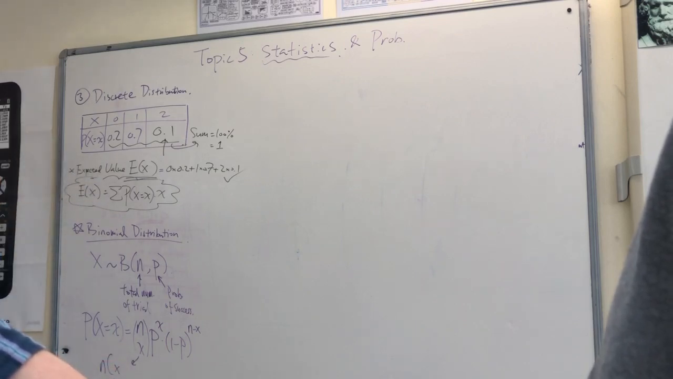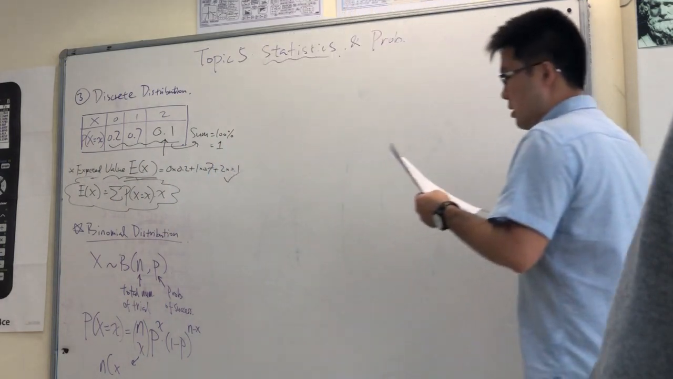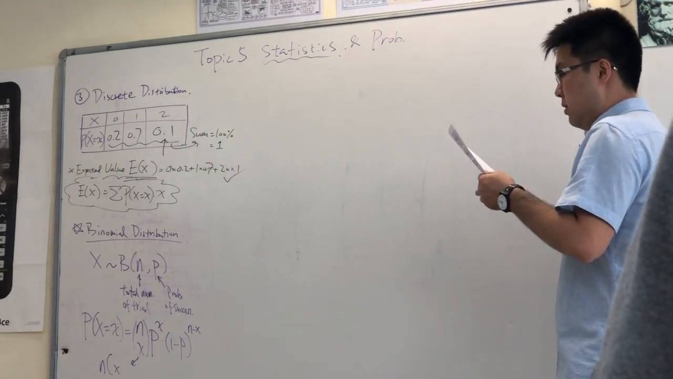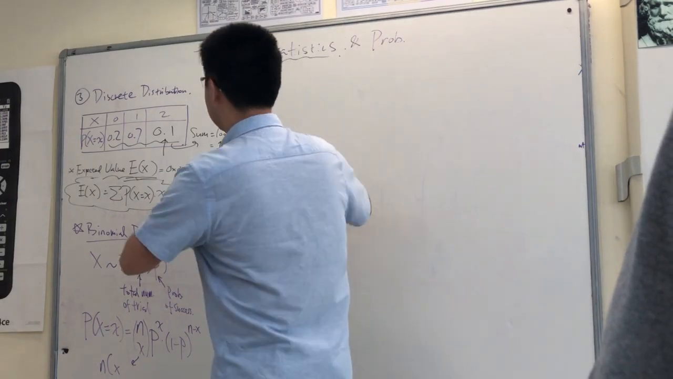The number of ways of choosing x out of n. So that's binomial. All right. Let's move on to the next part.